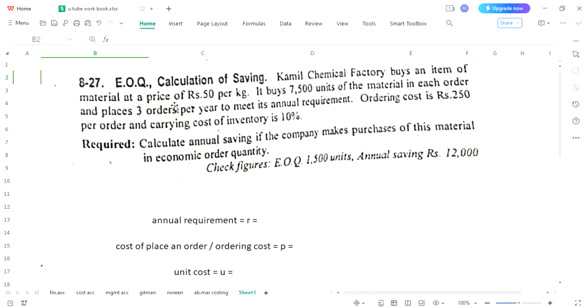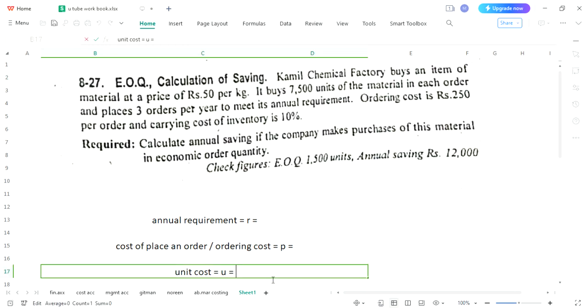Material at a price of 50 per kg. Per kg means per unit. This is your unit price. So the first input we have received is 50 per kg, which is your unit cost. So you can mention here 50 per kg is your unit cost.